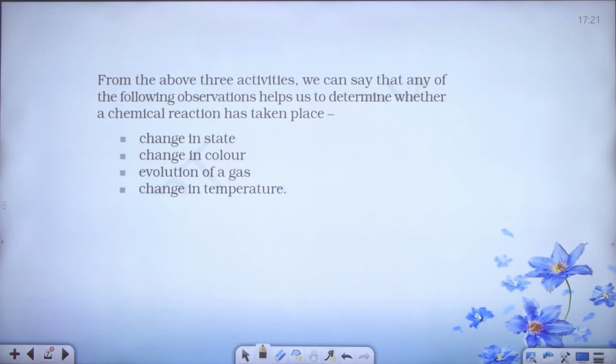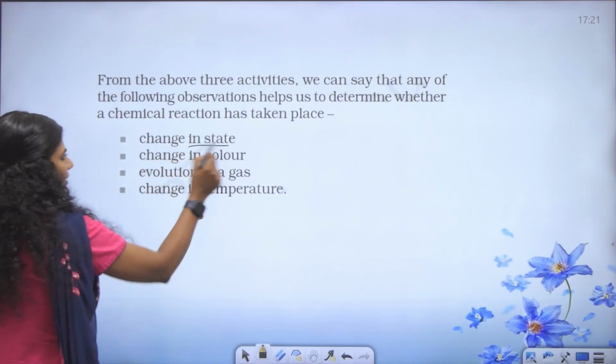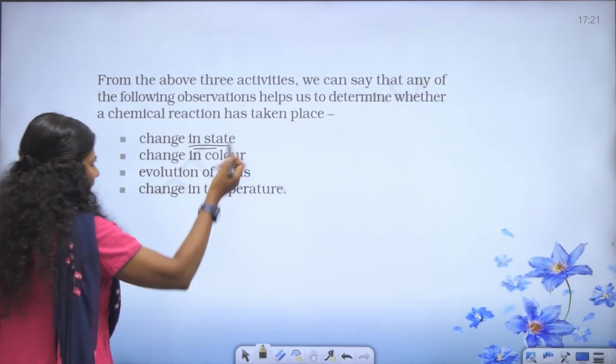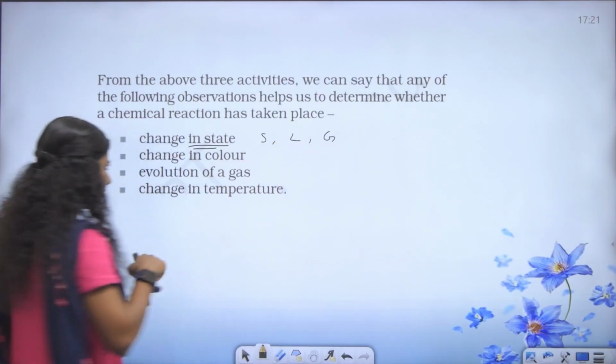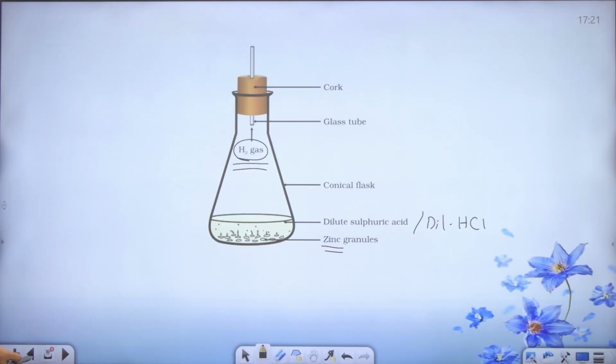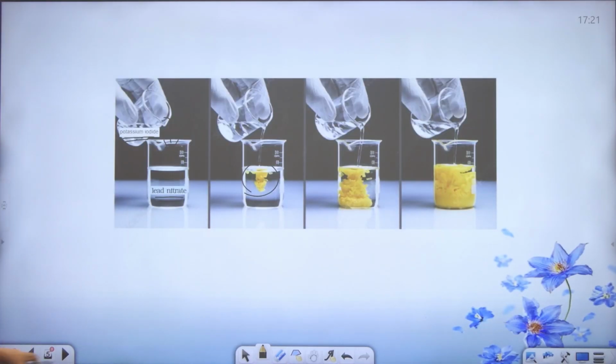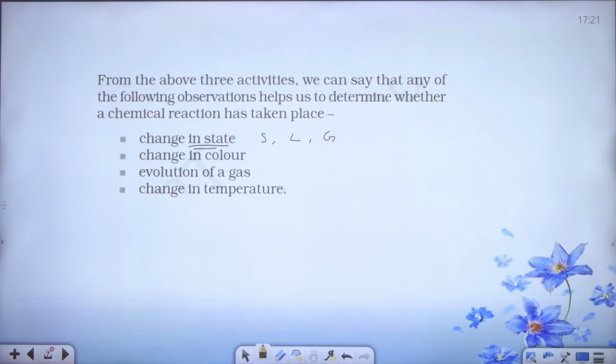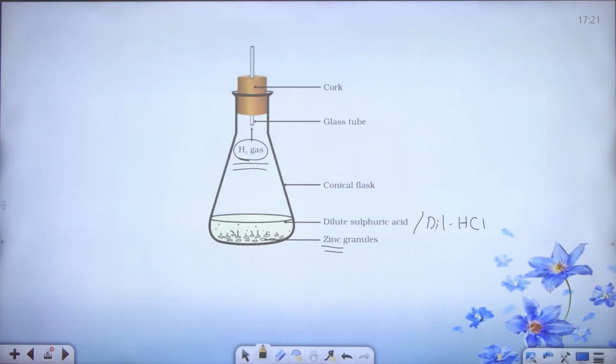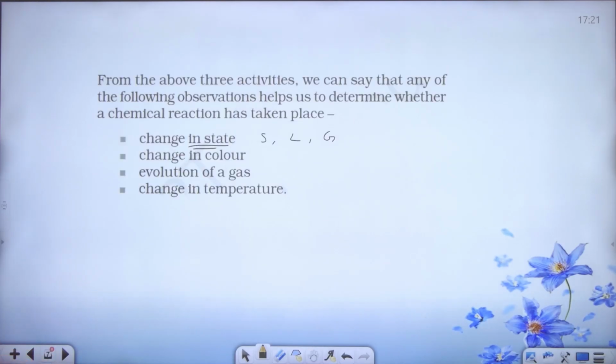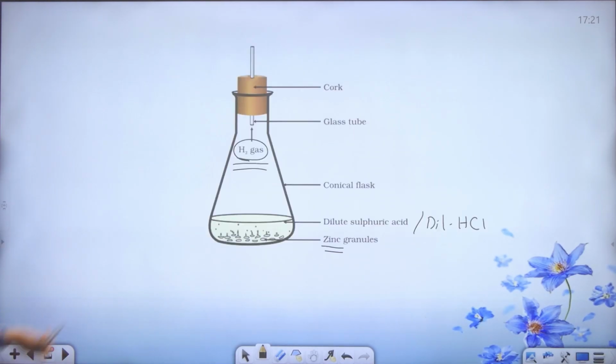From the above three activities, we can say that any of the following observations help us to determine whether a chemical reaction has taken place. Change in state, that is solid, liquid or gas. Change in color. In potassium iodide solution, a yellow colored precipitate is formed. Evolution of gas. In this experiment, hydrogen gas is evolved. Change in temperature. Here also temperature is evolved. It's an exothermic reaction and hydrogen gas is also formed.